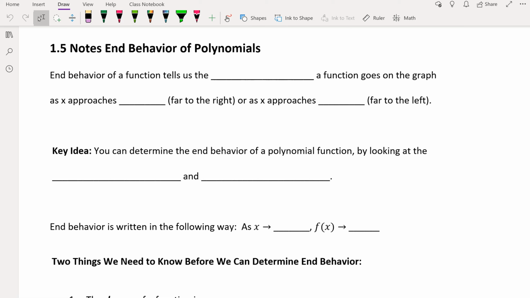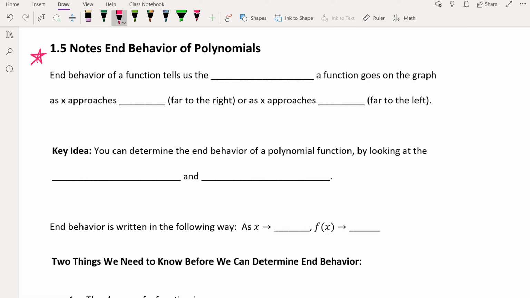All right, today we are going to talk about another new topic. So get your notes title down, 1.5 notes in behavior of polynomials. 1.5 notes in behavior of polynomials, and you do not need to write down this first sentence, but please just listen and make sure you're following along.